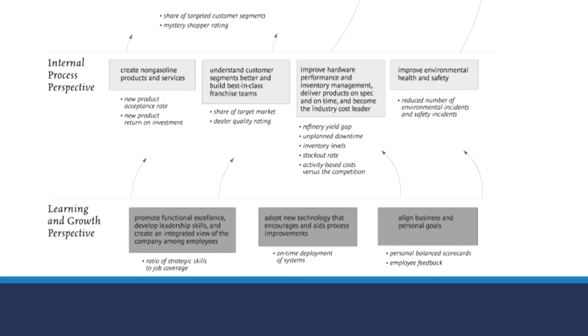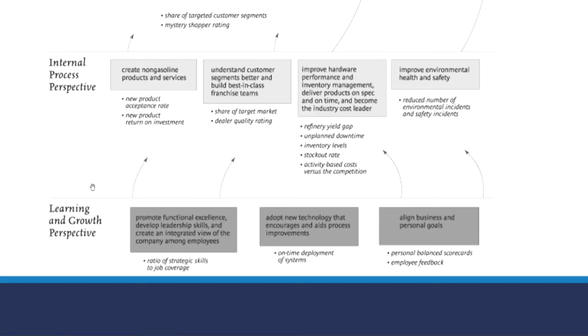So, how much unplanned downtime is happening? What inventory level is regularly being maintained? What is the stock out rate? Stock out rate means how many times it has happened that the product the customer wants is not available, so it is out of stock. And activity based cost versus the competition. All these points would be used as different metrics so that the company can improve upon them and become an industry cost leader.